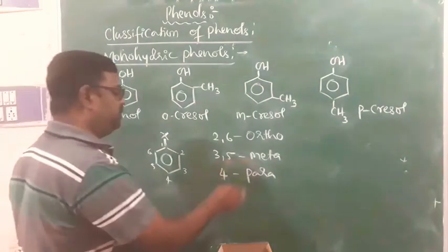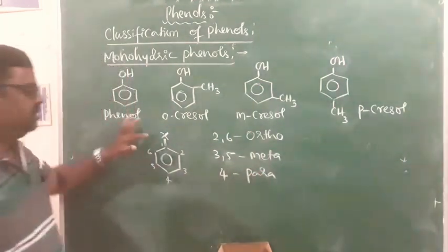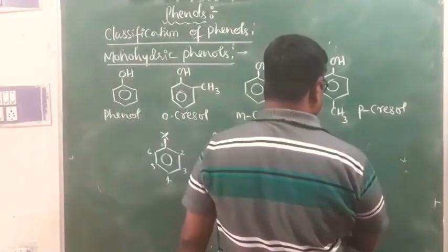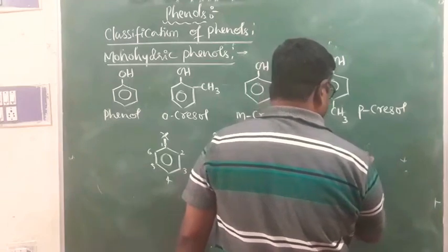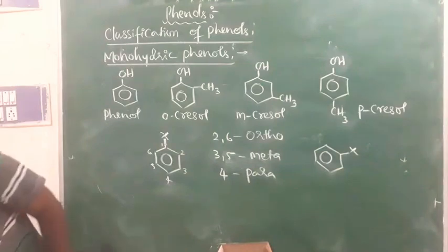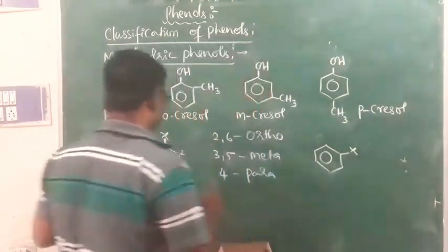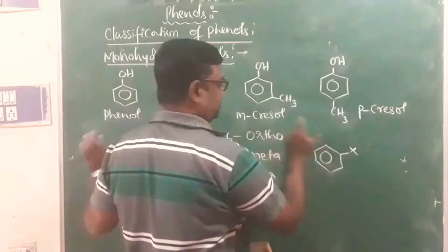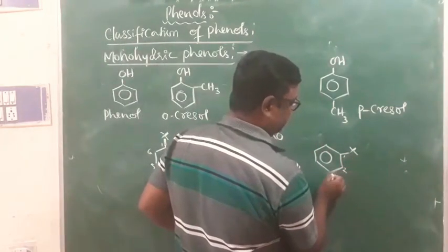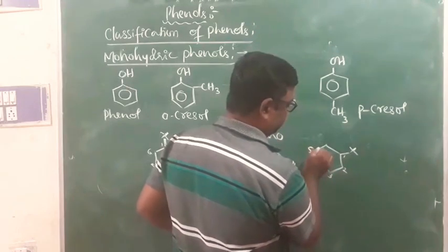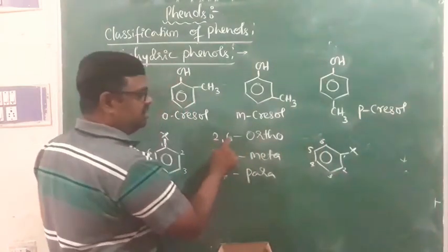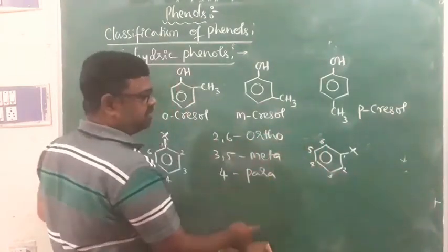Ortho, meta and para positions are decided on the basis of the position of X. If benzene is attached with X at this particular position, there is no difference between this compound and that compound. Let me show you: this is position number 1, this is 2, 3, 4, 5 and 6. Once again, 2 and 6 positions are ortho, 3 and 5 positions are meta, and the 4th position is para.